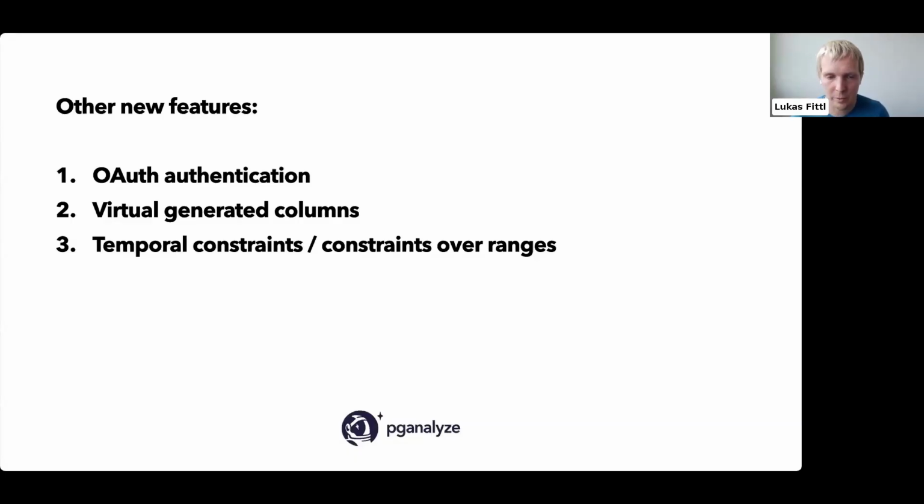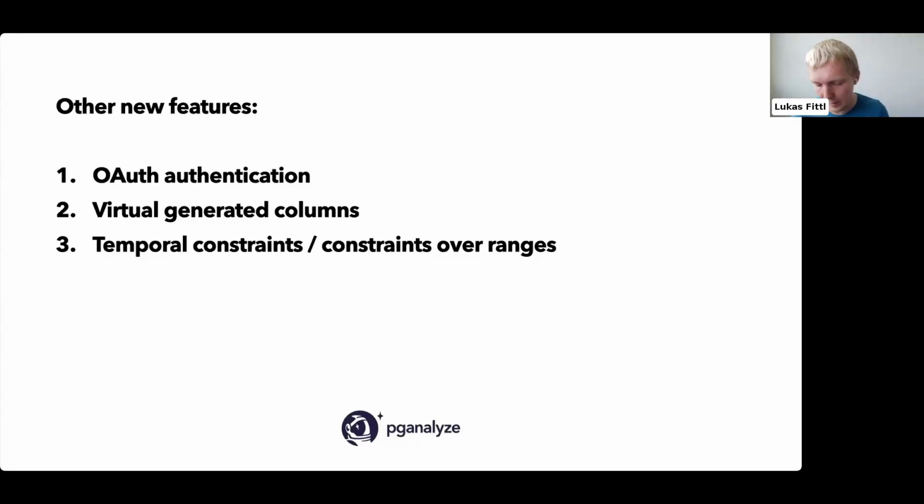Second, virtual generated columns. Previously we had stored generated columns, so the table could generate something and store it based on another value. Now this is more of an ease of use thing. Now you can have something that is generated when you're querying the table, based on another column.